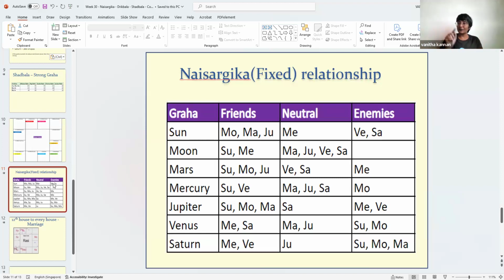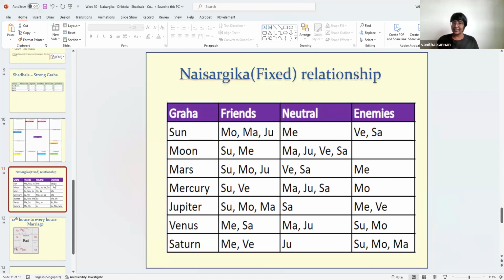Okay. Now, Venus has enmity with obviously Sun, then Moon also. Because Sun and Moon both are king and queen, right? He is an Asura guru, and Sun and Moon are the king and the queen. So the enemies for Venus are the Sun and the Moon.